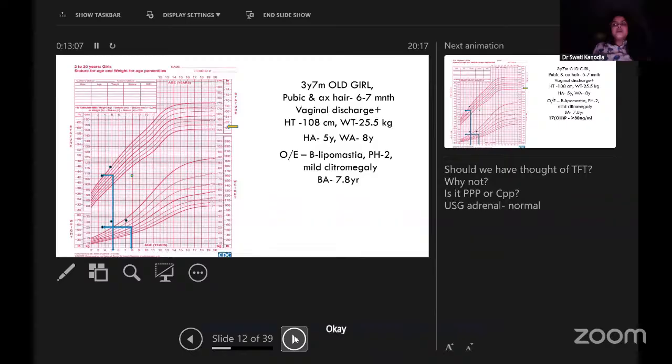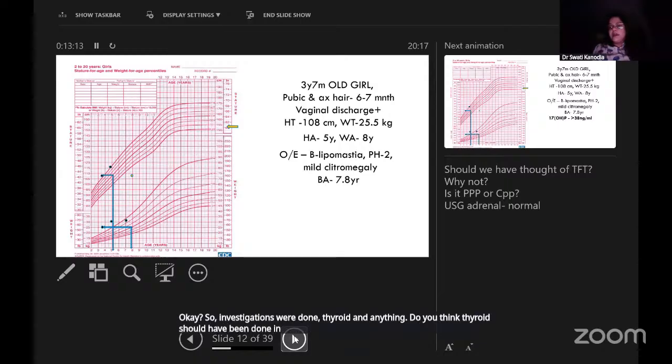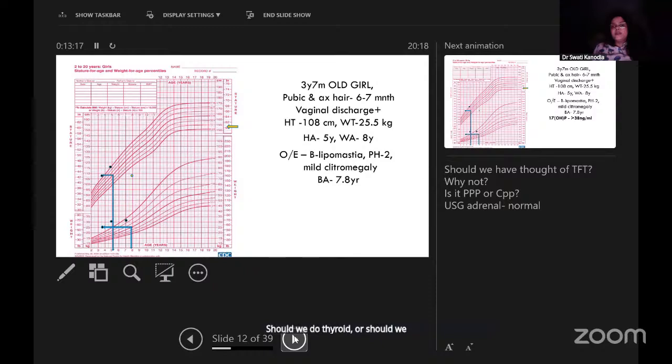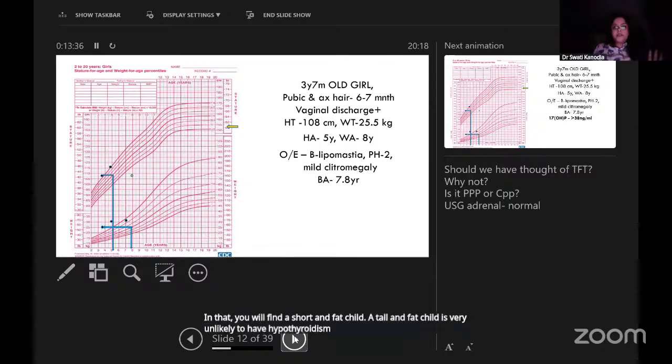Okay. So investigations were done, thyroid and everything. Do you think thyroid should have been done in this girl? Should we do thyroid or should we not do thyroid in this girl? So ideally, chronic hypothyroidism can lead to mimicking puberty, in that you will find a short and fat child. A tall and fat child is very unlikely to have hypothyroidism as a cause.